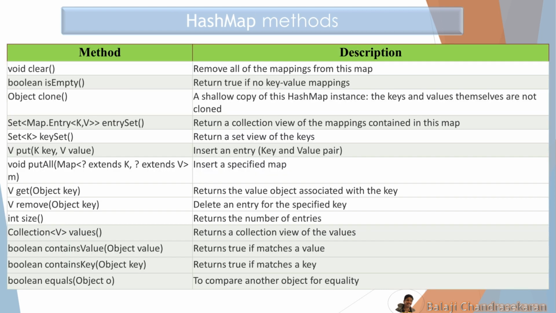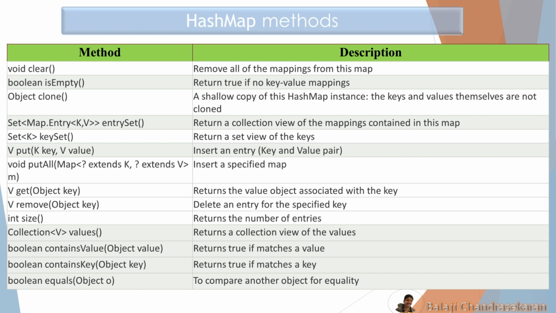The HashMap class in Java provides several methods to manipulate key value pairs stored in the map. Here are some of the commonly used methods of the HashMap class. The clear method removes all of the mappings from the map. The isEmpty method is a utility method returning true if no key value mappings are present. The clone method in Java creates and returns a shallow copy of the hashmap instance.